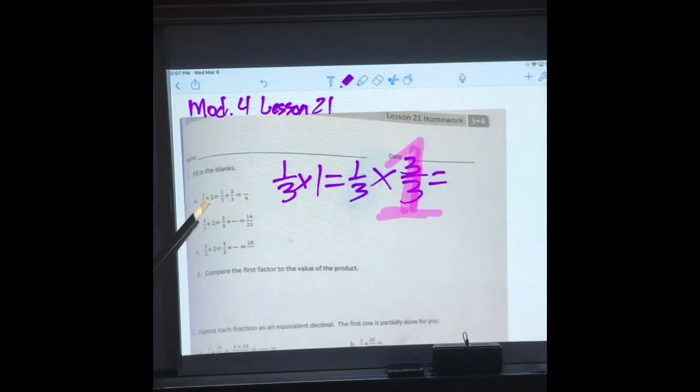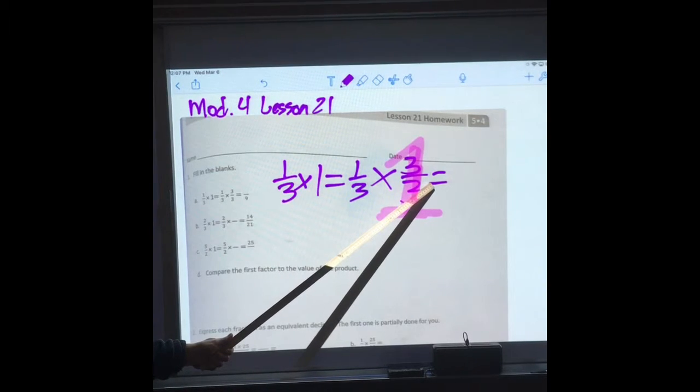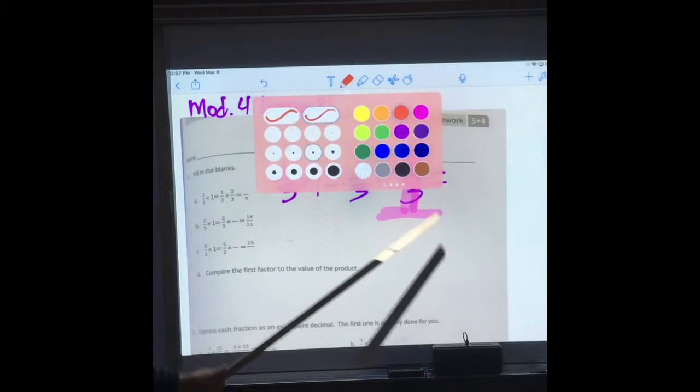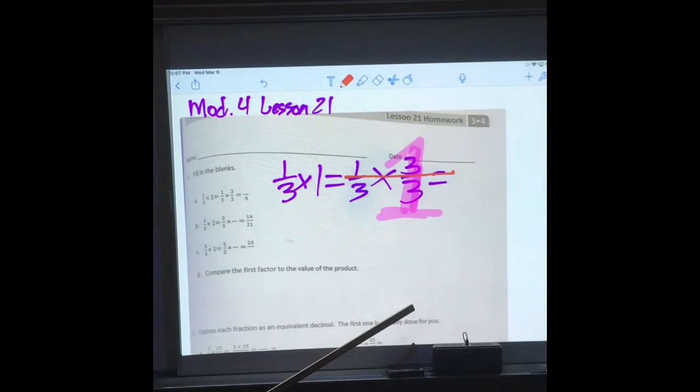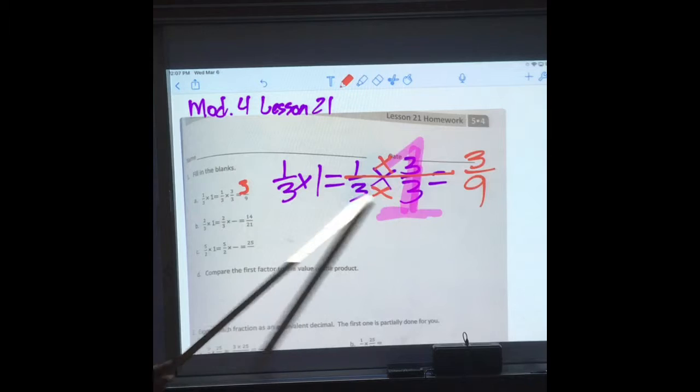Excellent. So whenever the bottom number and the top number are the same, it means 1 whole. So if you notice, I have a third here, times 1, a third times 3 over 3. What would that equal? Well, 3 times 1 is 3, 3 times 3 is 9, right? If you notice, they had the 9 there already for you, so they just wanted you to put in the 3. But I wanted to show you how to do it.